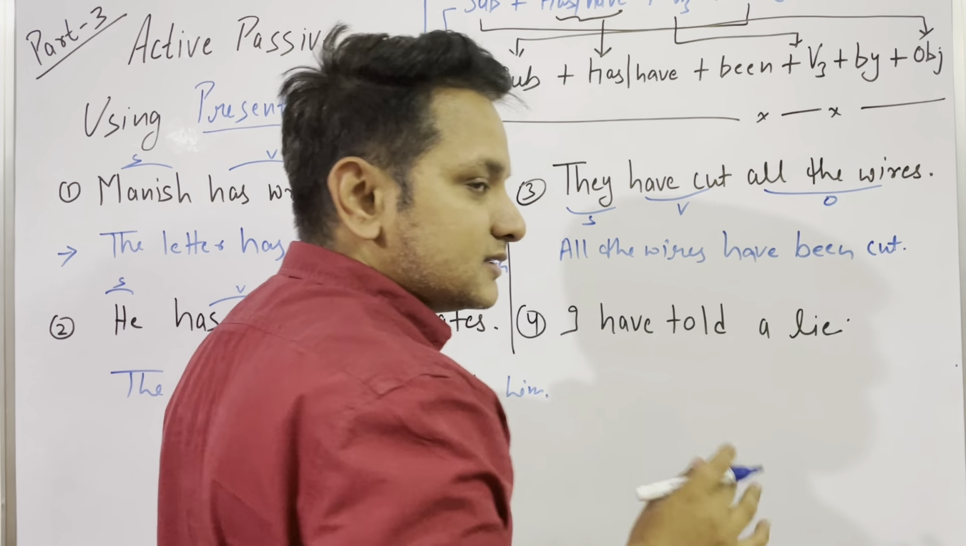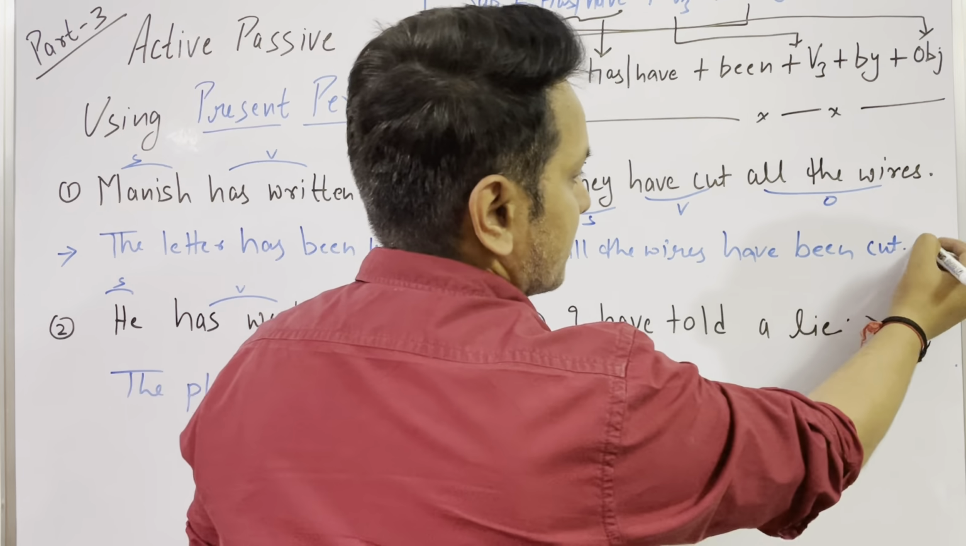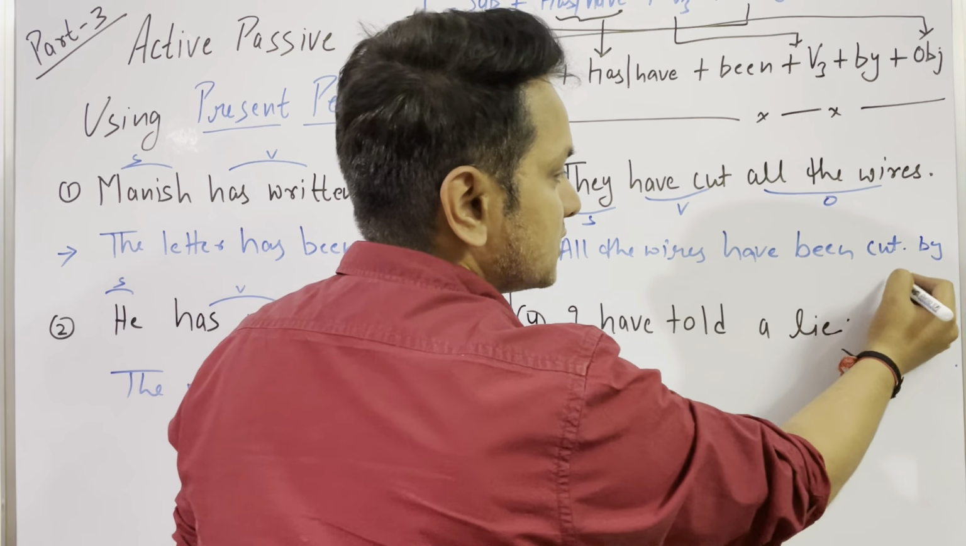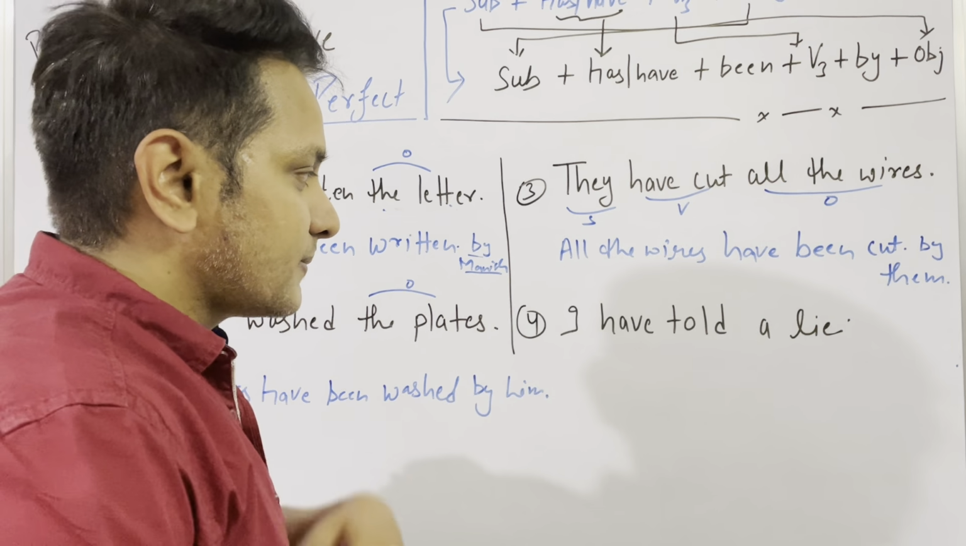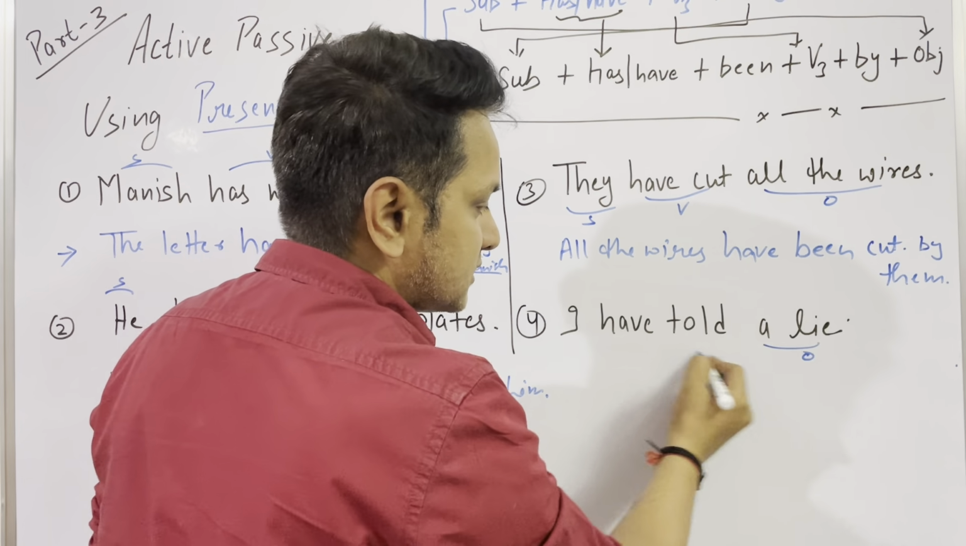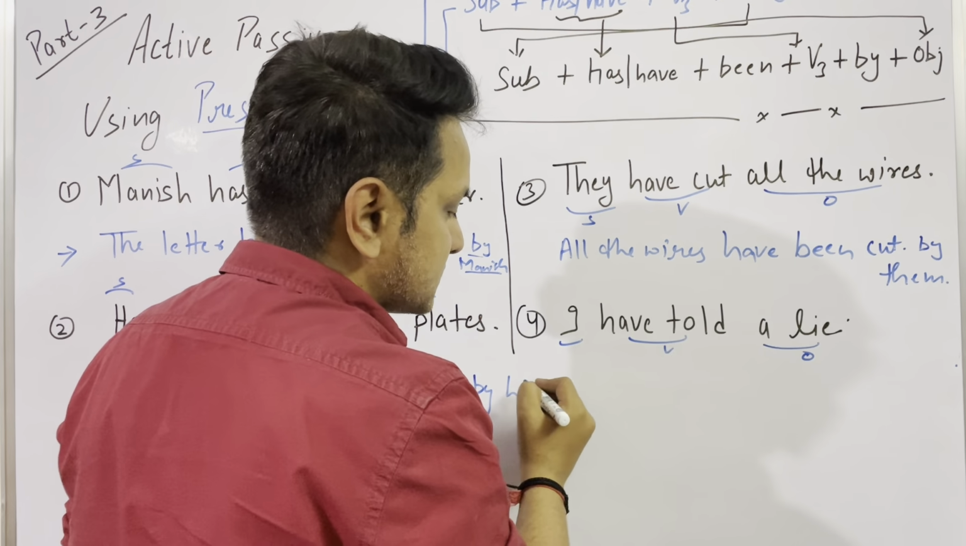Even if you stop here, this is correct, but you can also add by. They will be converted into them. That's how it is. Fourth, I have told a lie. This is the object, these two are verbs, and this is the subject.